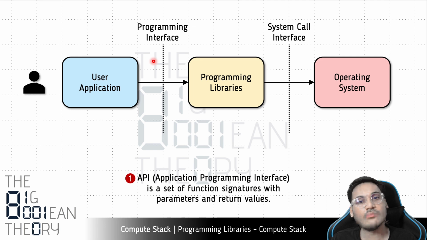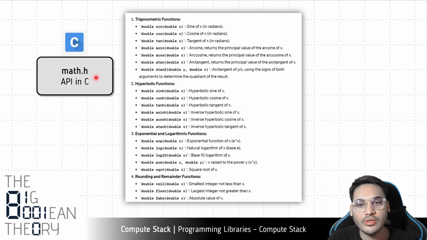Let us see some examples and see how APIs look like. So this is the math.h API from the C language, and it has all the mathematical functions that are often required by the developer. So some of the examples are trigonometric functions, hyperbolic functions, exponential and logarithmic, rounding and remainder functions.